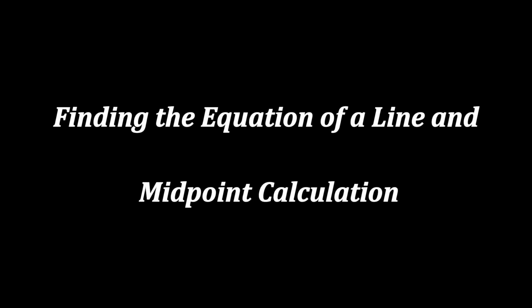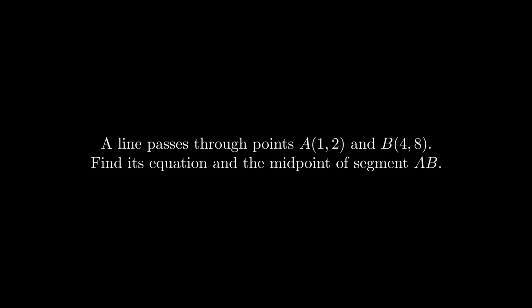Finding the equation of a line and midpoint calculation. Today, we will determine the equation of a line that passes through points A(1, 2) and B(4, 8) and find the midpoint of segment AB. First, let's draw the coordinate axes and mark the given points. Point A is at (1, 2) and point B is at (4, 8).